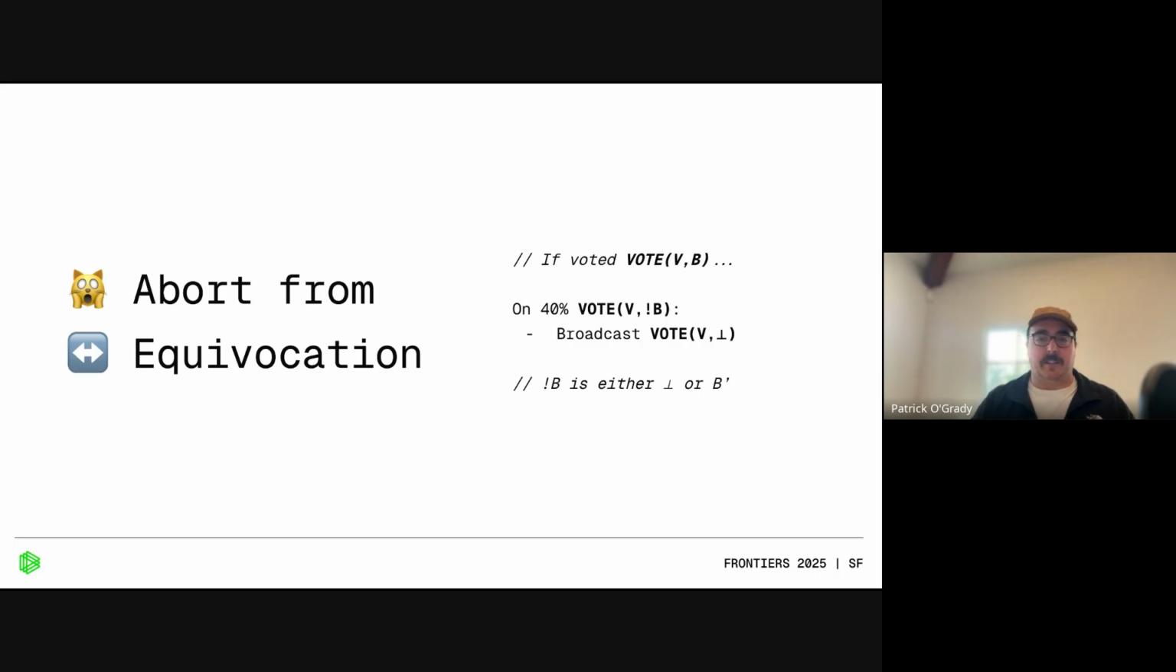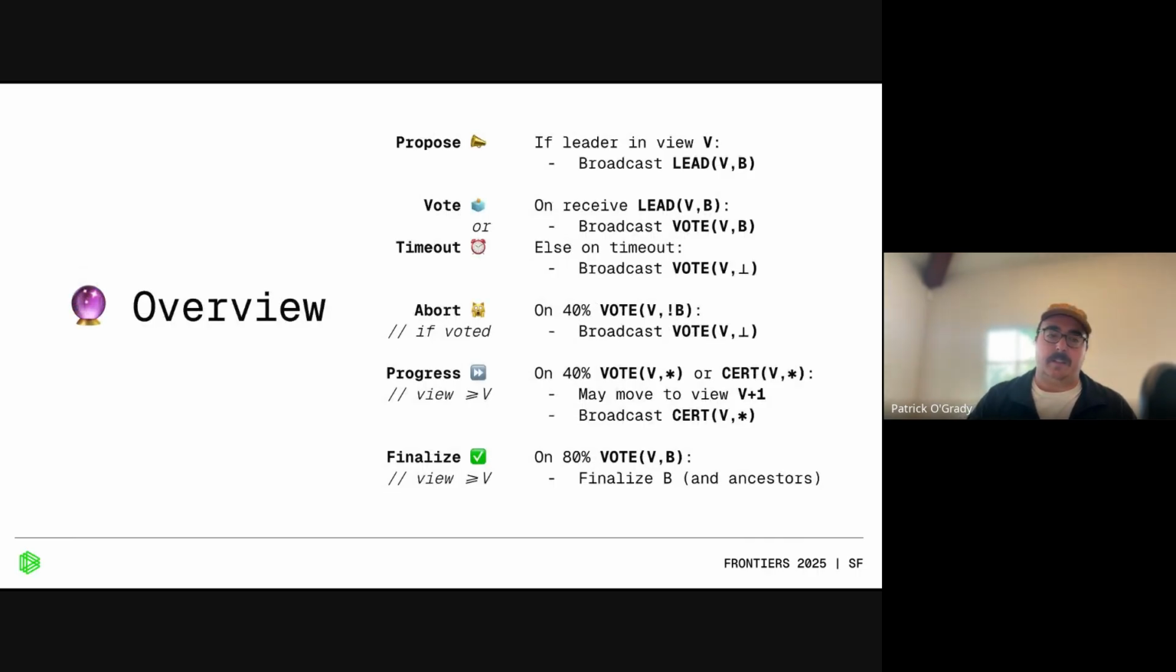And so you basically say, all right, I'm gonna pull this ripcord. I've seen enough. I've been convinced that a finalization cannot exist for something, basically for my vote, I'm going to try to skip this view. That's it. So nothing too fancy in terms of how all these things can happen. And our claim is that basically from this simple set of rules, it's fast and it's safe.